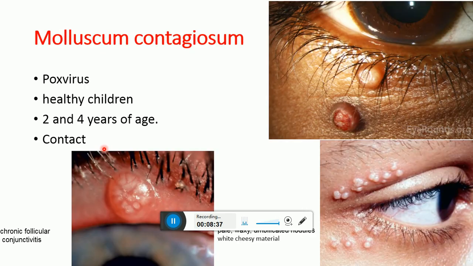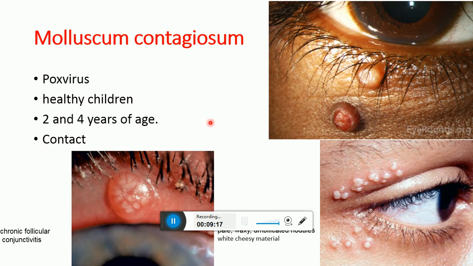Now viral infections. The first one is molluscum contagiosum, and it is a skin infection. It is caused by a pox virus. The pox virus is a human-specific double-stranded DNA pox virus, and it typically affects otherwise healthy children. The peak incidence occurs between 2 and 4 years of age. Transmission is by contact and subsequently by autoinoculation.